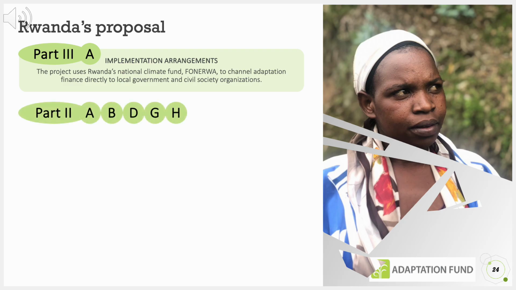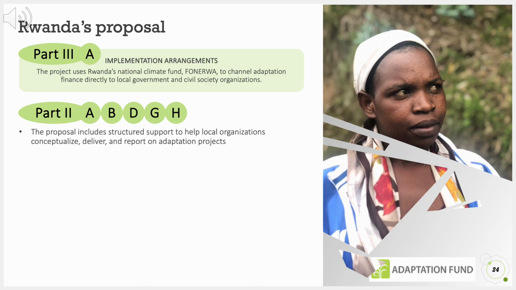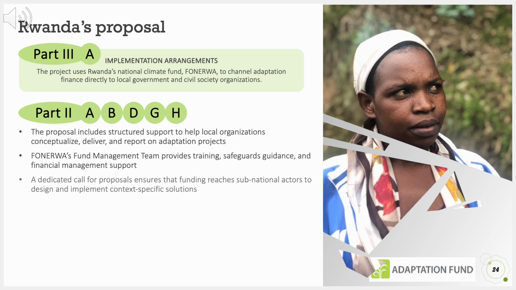In Part 2, Sections A, B, D, G, and H describe how the proposal includes structured support to help local organisations conceptualise, deliver and report on adaptation projects. FONERWA's fund management team provides training, safeguards and financial management support. A dedicated call for proposals ensures that funding reaches subnational actors to design and implement context-specific solutions.